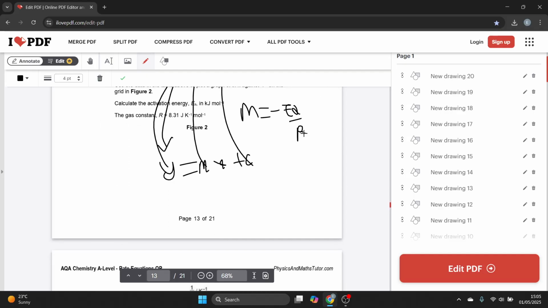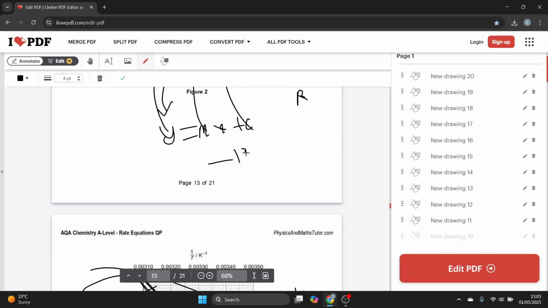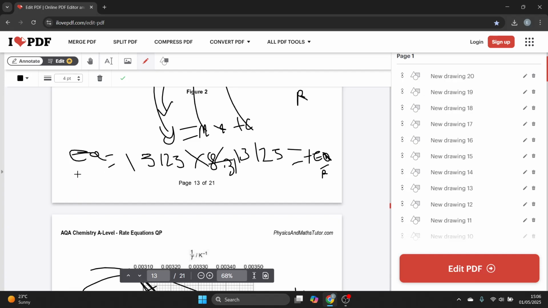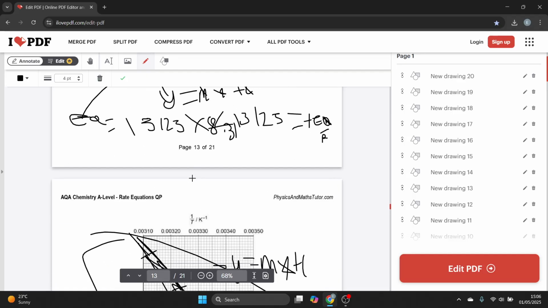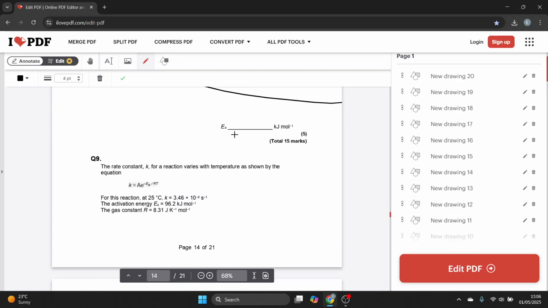So I get the gradient from the mark scheme, minus 13,125. Minus 13,125 equals minus Ea over R. What do you notice about negatives? They cancel out. Ea equals 13,125 times 8.31. But what is activation energy normally measured in? It's normally measured in joules. So then I also need to divide by 1,000 to get 109 kilojoules per mole. And all of that is for 5 marks.